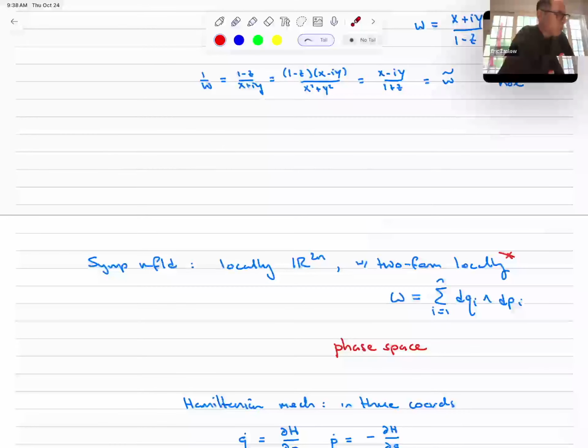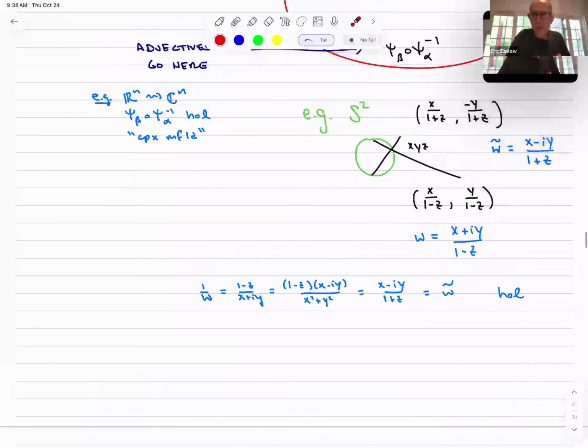Okay, now let's meet a symplectic manifold. Are there any questions about the complex?